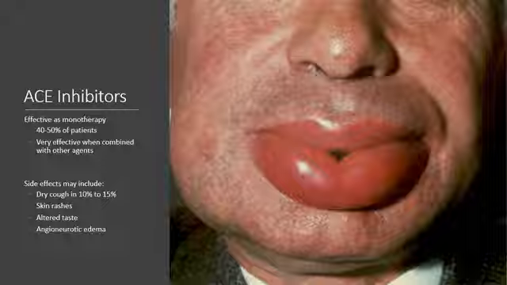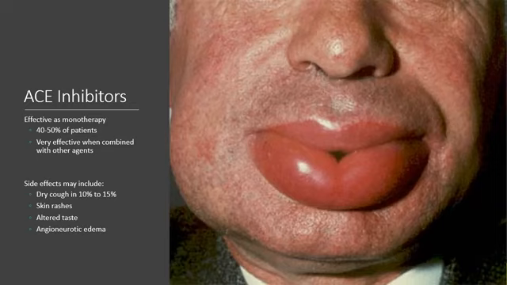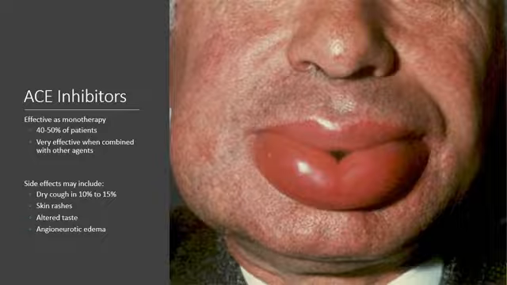So ACE inhibitors, though, are pretty effective as monotherapy. They're used as sole agents in about 40 to 50% of patients. And then they can also be combined with other drugs, especially when you have patients that don't respond to monotherapy alone.